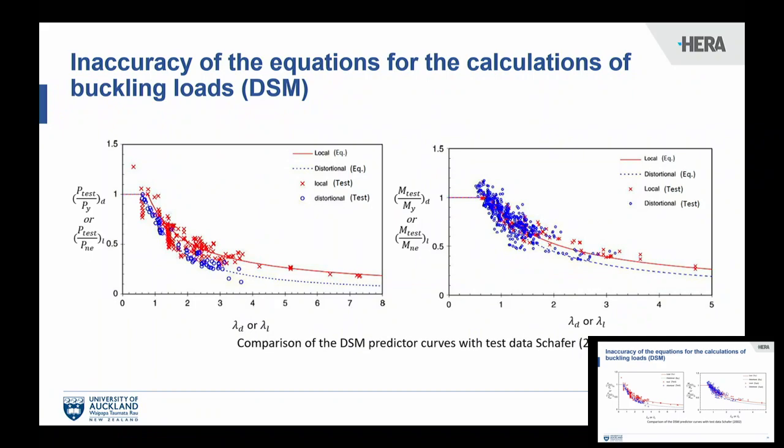As you can see, for example, on the left side, we have the predictive curve of the DSM and the tested data points used to develop this method. You can see that some of the data points are below this curve and some others are above this one. And likewise for the other tests that were done for providing the member capacity of the cross sections.